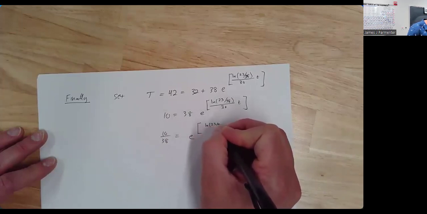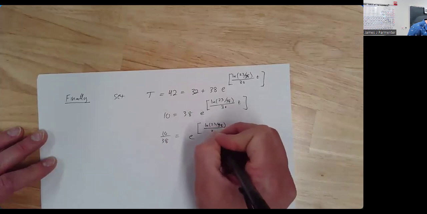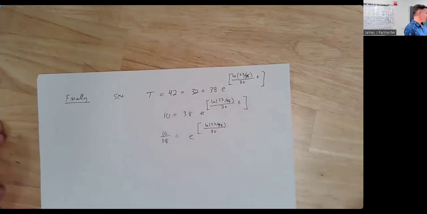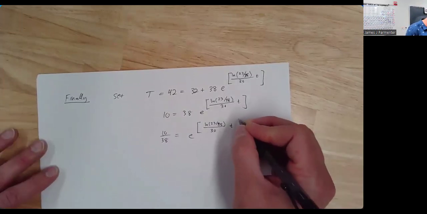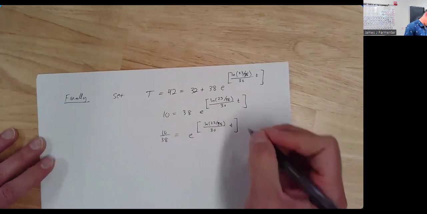If I were doing this as a student, I might just write k every time instead of writing the actual number, and then at the very end, write in what k actually was. So I didn't have to write the natural log of 23 over 38 over 30 like 5 times.